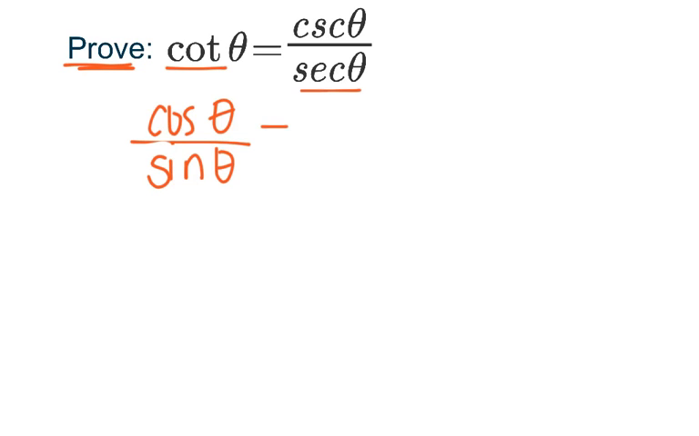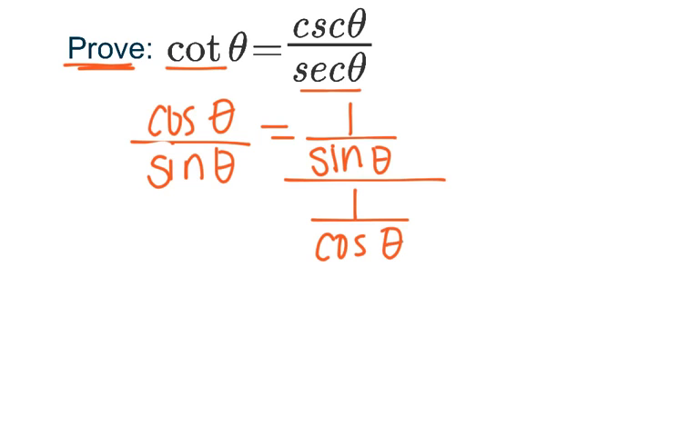Now if I think about cosecant and secant, those are the reciprocals of sine and cosine respectively. So I'm allowed to substitute in 1 over sine theta for cosecant and 1 over cosine theta for secant. So ideally, I'd like to be able to cancel something out here, but I don't have matching denominators. That's the only way I'd be able to cancel.